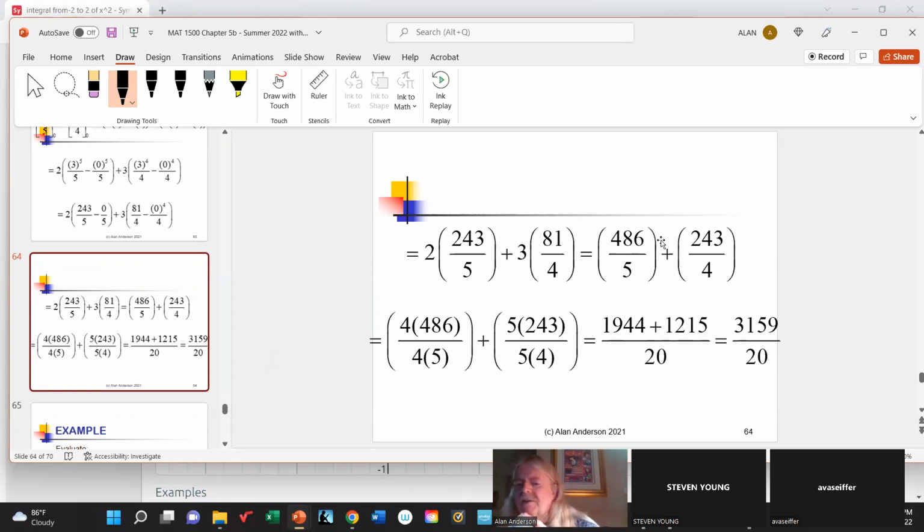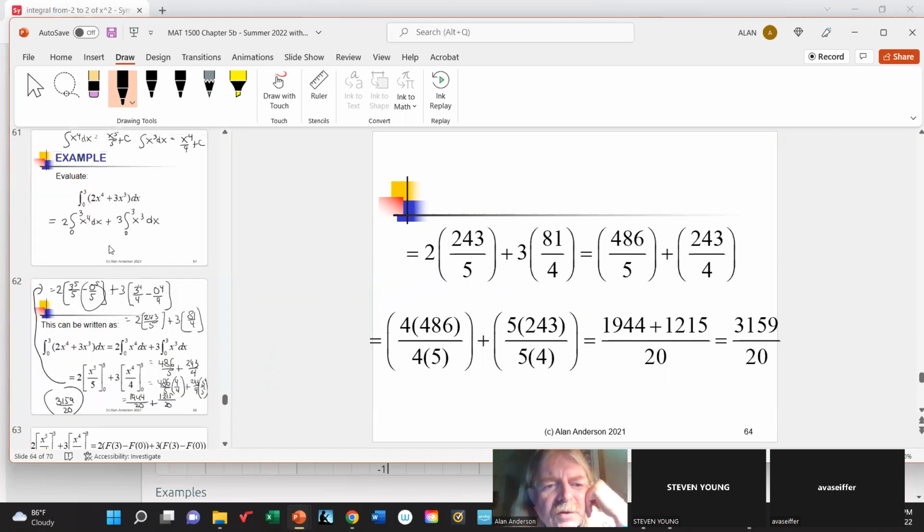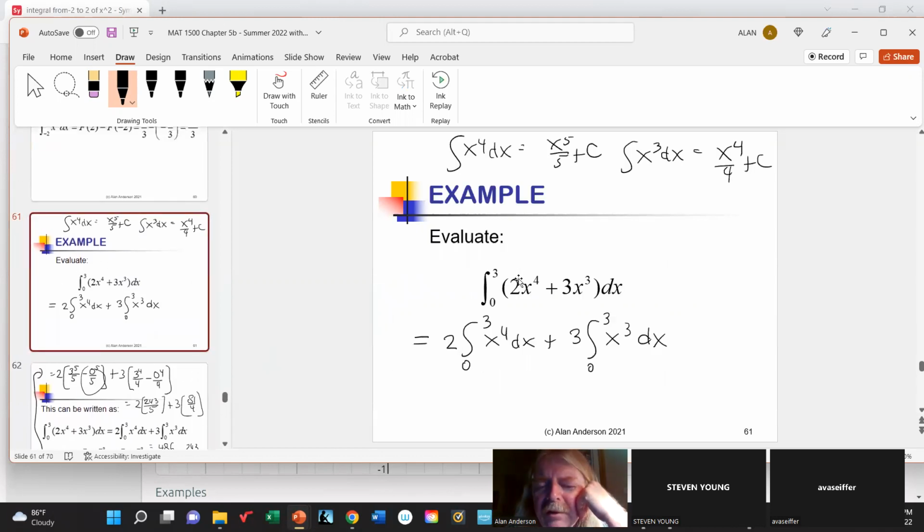It's approximately 160. Okay, but you notice the technique is exactly the same. Well, what have we actually done here? We evaluated this integral the normal way. In other words, we used the power rule, but the new part is the evaluation.